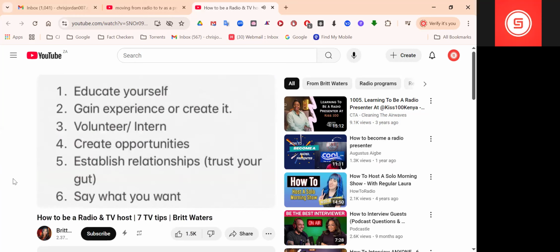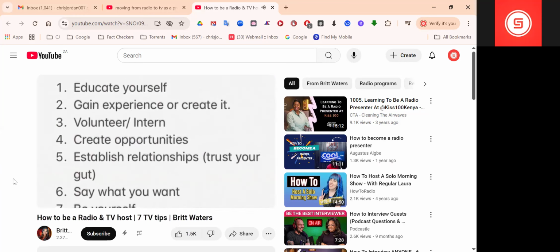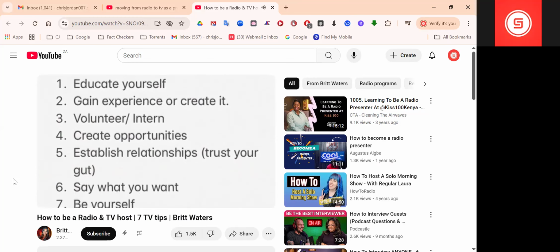So let's go through: educate yourself, create experience, volunteer or intern, create opportunities, and overwork within those volunteer internships.